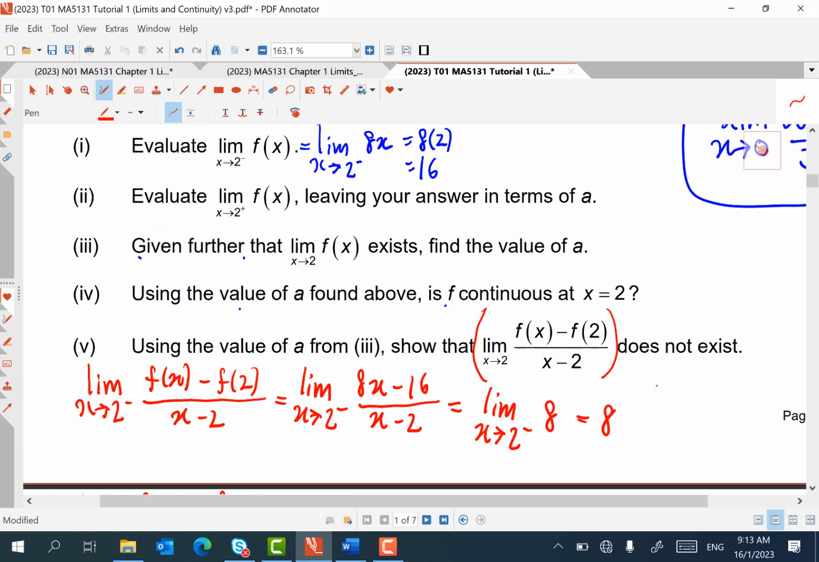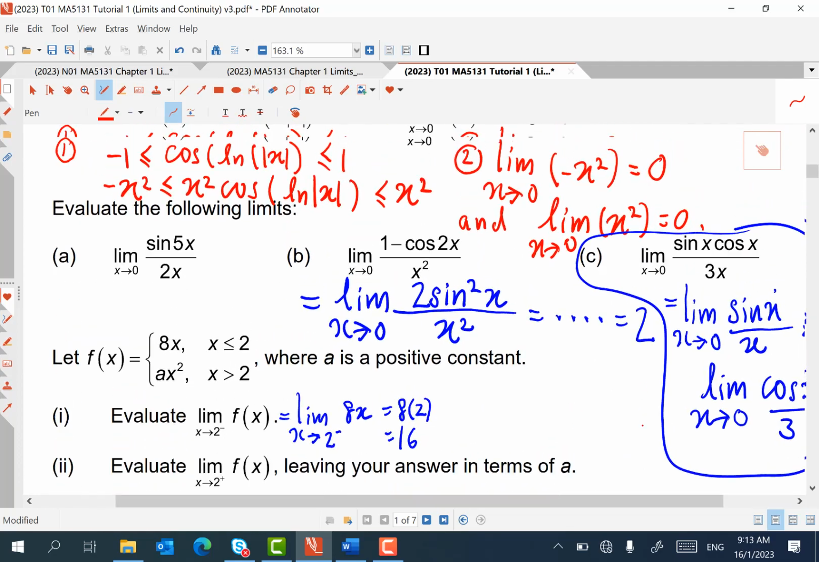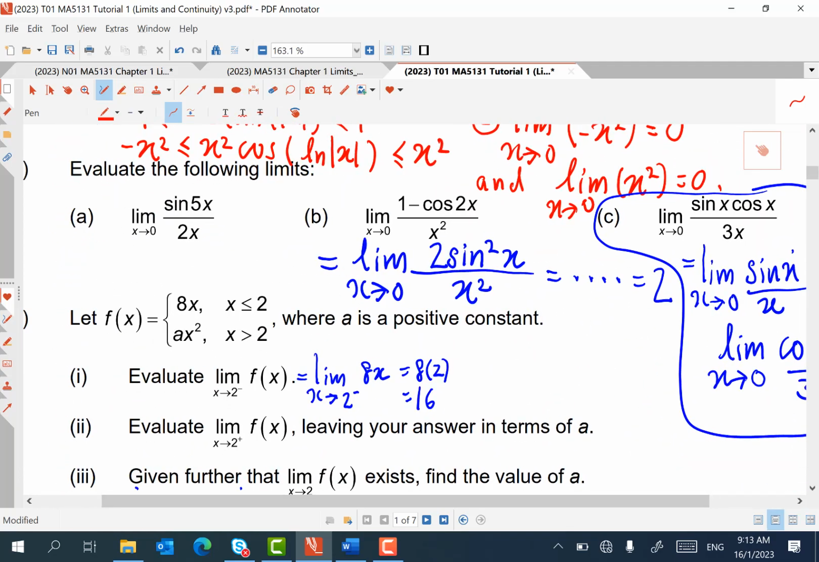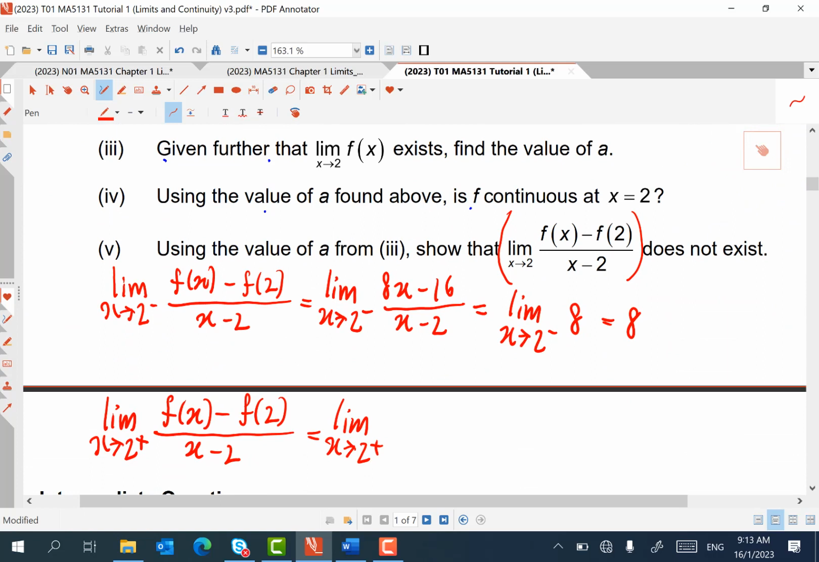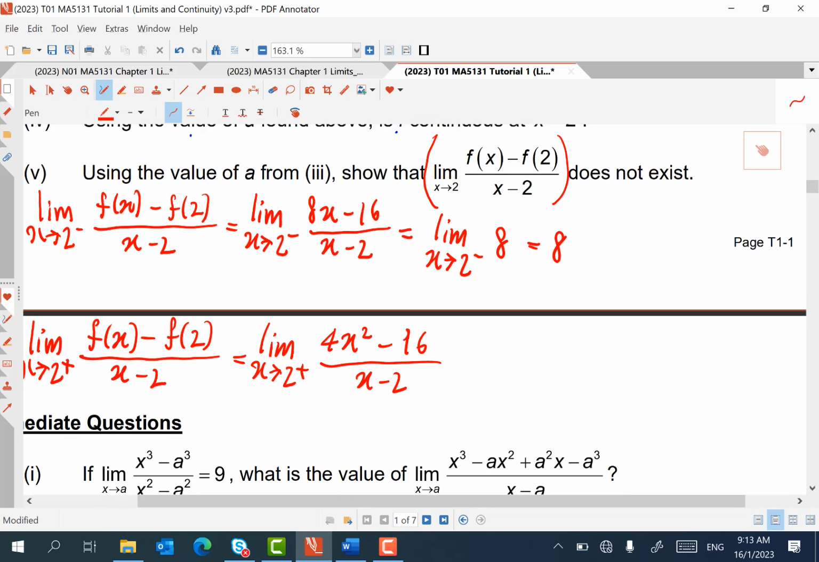Okay, for the right side, we use ax squared. A is 4, right? 4x squared minus 16. So this gives you 4 times x plus 2, take up 4. Is your a from the previous question?